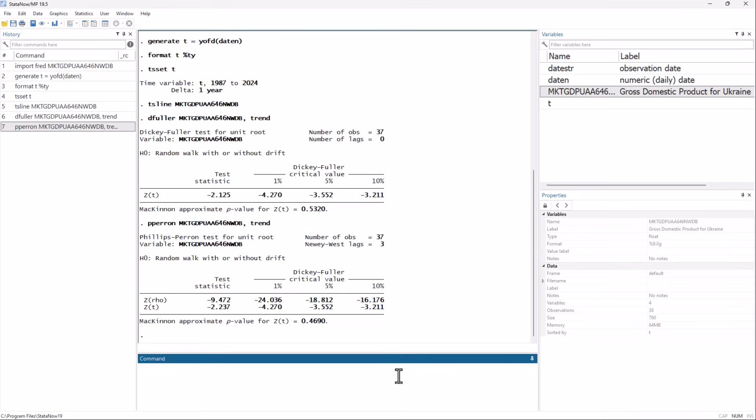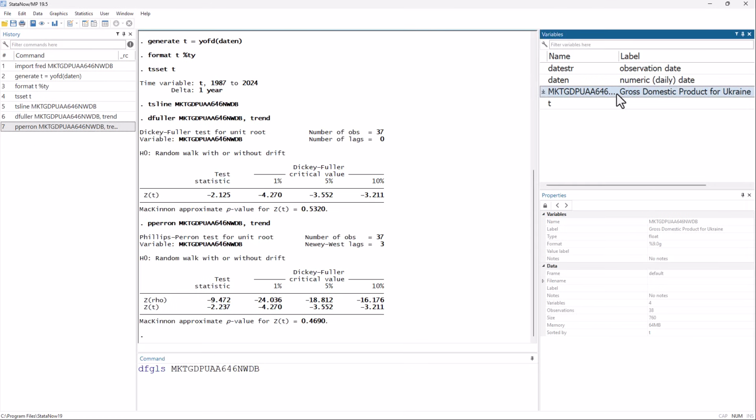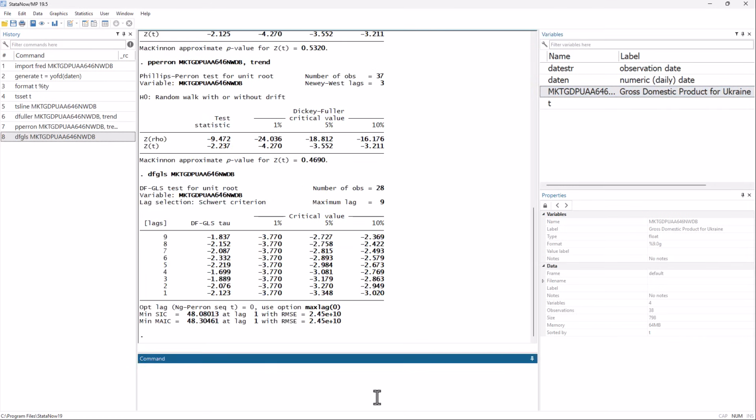Finally, the Dickey-Fuller GLS procedure is another improvement on the Augmented Dickey-Fuller test meant to increase power. This method first detrends our series using a generalized least squares model, and then applies the Augmented Dickey-Fuller test to the detrended series. We can see on the table that models were fit using up to 9 lags of the first difference of our series as controls.